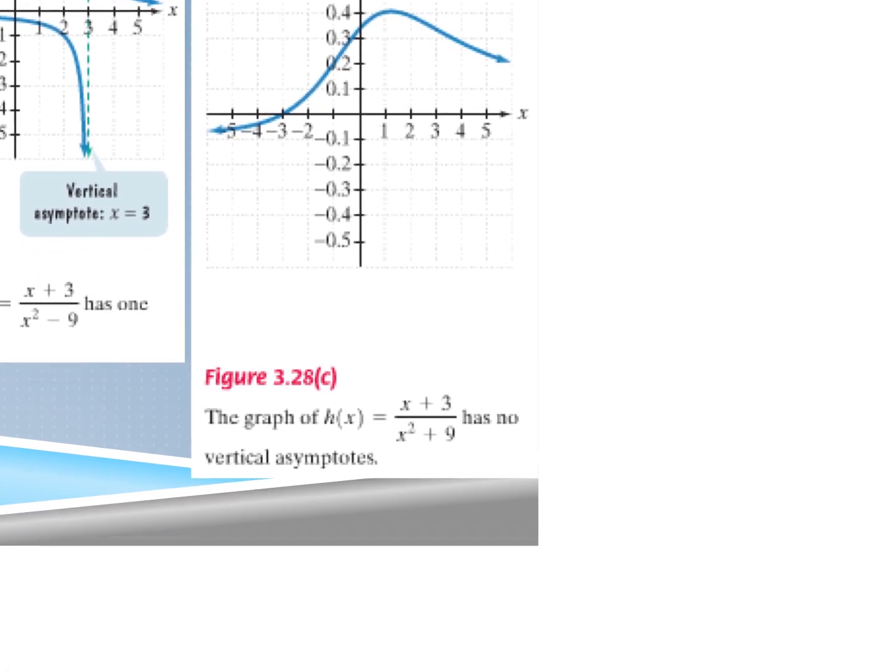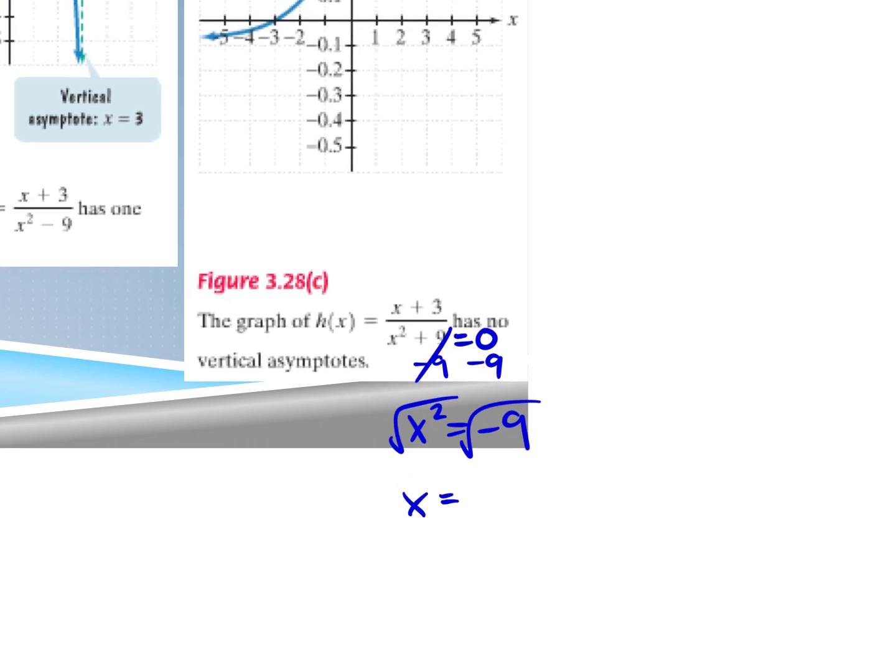So again, to find the vertical asymptote, we set the denominator equal to 0. Here I would add or subtract 9 from both sides. So x squared equals negative 9. Then what would we do? Square root both sides. So x equals what?